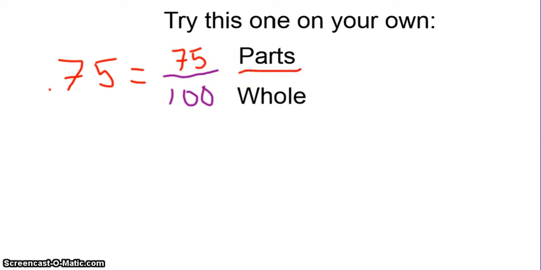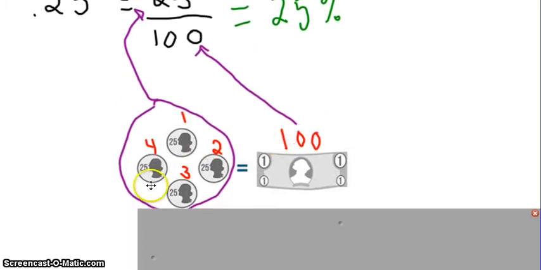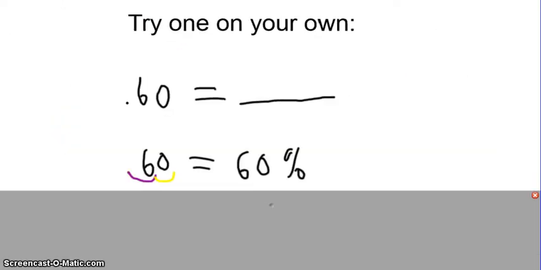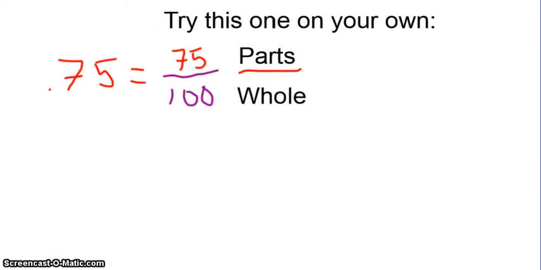So if we flip back real quick to this first one, and we look, if we have 0.75, that means we have 3 quarters. So that's 25 plus 25 plus 25. That equals 75. So that's our 75 out of 100. Oops, sorry. And so when we look at that, that will then equal 75%.